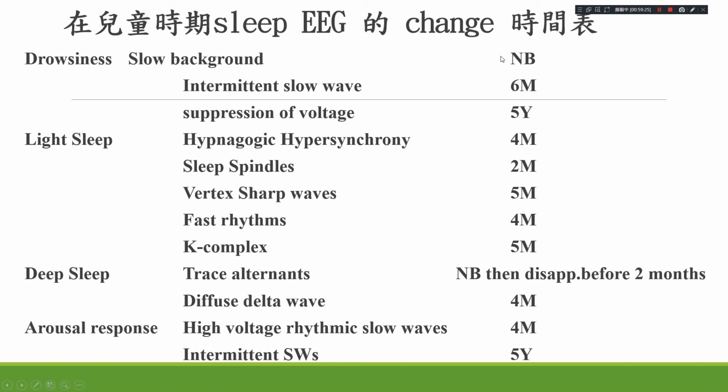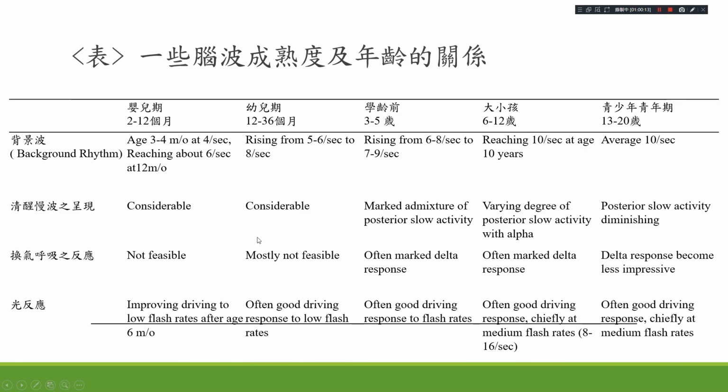And this is the EEG change timeline of the different waveforms, like intermittent slow wave. It appeared at 6 months, and suppression of voltage appears at 5 months when they are drowsy. In light sleep, the hypnagogic hypersynchrony will appear at 4 months, and sleep spindles at about 2 months. Vertex sharp transients will appear at 5 months, and K complex also appears at 5 months. In deep sleep, the tracé alternant will appear in the newborn and disappear before 2 months. And the arousal response we just mentioned will become high voltage at 4 months of age. So this is the table.